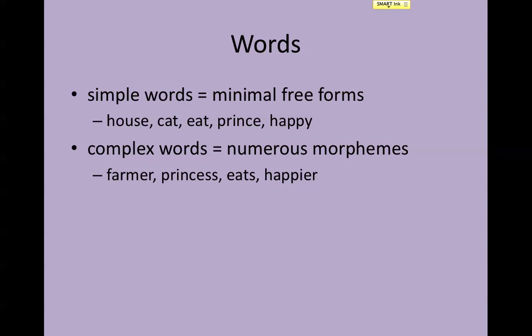But then we have complex words, which may consist of numerous morphemes. We have, for example, farmer, princess, eats, and happier. All four of those words each have two morphemes. So farm is a free lexical morpheme, and the -er would be a bound derivational morpheme. And then princess has two. Prince is a free lexical morpheme, but the s is also a derivational morpheme.